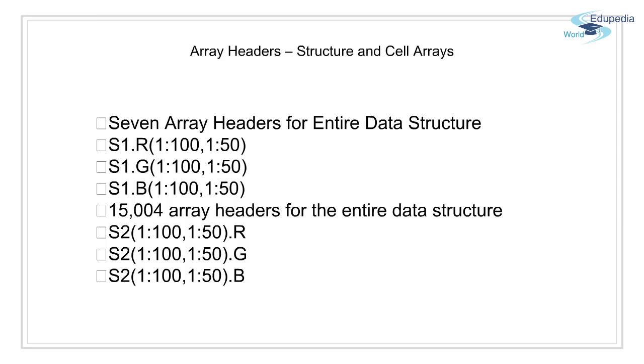On the other hand, let's take a 100 by 50 structure array S2 in which each element has a scalar field. So only one element will be stored in it. Here the fields again remain the same, that is R, G and B. In this case you need one array header to describe the overall structure, one for each unique field name, and one per field for each of the 5000 elements of the structure, making a total of 15,004 array headers for the entire data structure. So this data structure looks something like this: S2 100 by 50, that is the size of S2, for R, then again S2 100 by 50 for G, S2 100 by 50 for B.